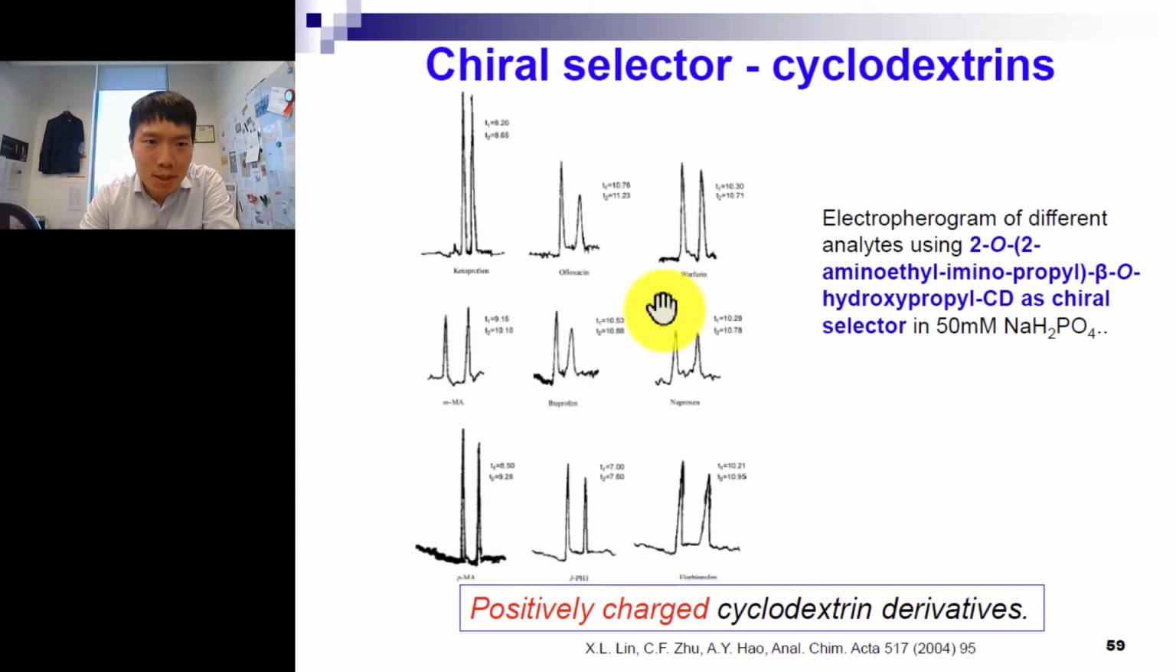Okay. Next part, again similar. You see that, right? The pattern of the signals is pretty similar. I would say similar to NMR. It's in a way symmetry, because after all, R and S differ only by the handedness, right? So it's not like one is extremely tall, one is extremely short, right? And the shapes are pretty similar as well here. Okay. In this case, we highlight some positively charged cyclodextrin derivatives here.